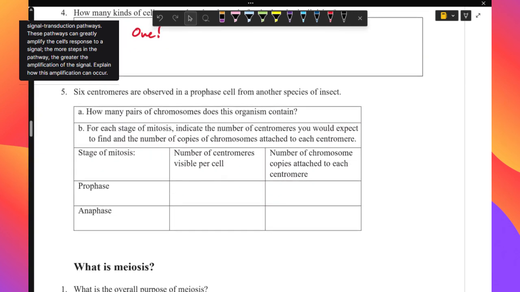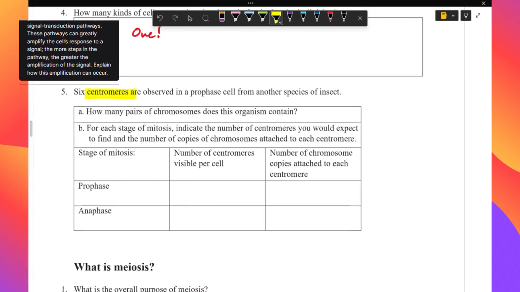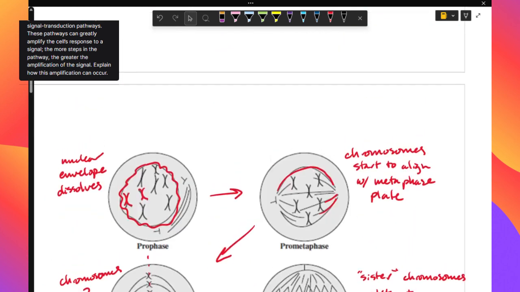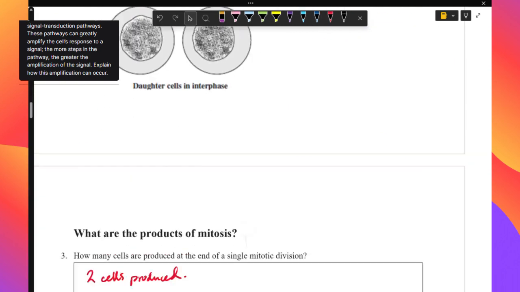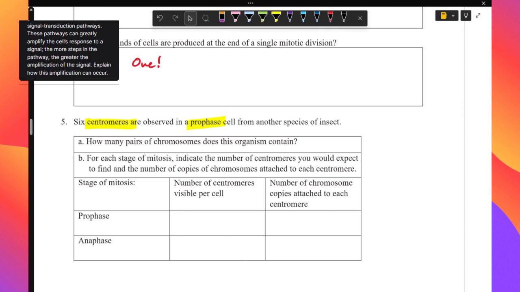All right, 6 centromeres are observed in a prophase cell from another species of insect. How many pairs of chromosomes does this organism contain? So if we're in prophase, let's look back up. If we're in prophase, our chromosomes have consolidated into that nice X shape, right? We have 6 centromeres.